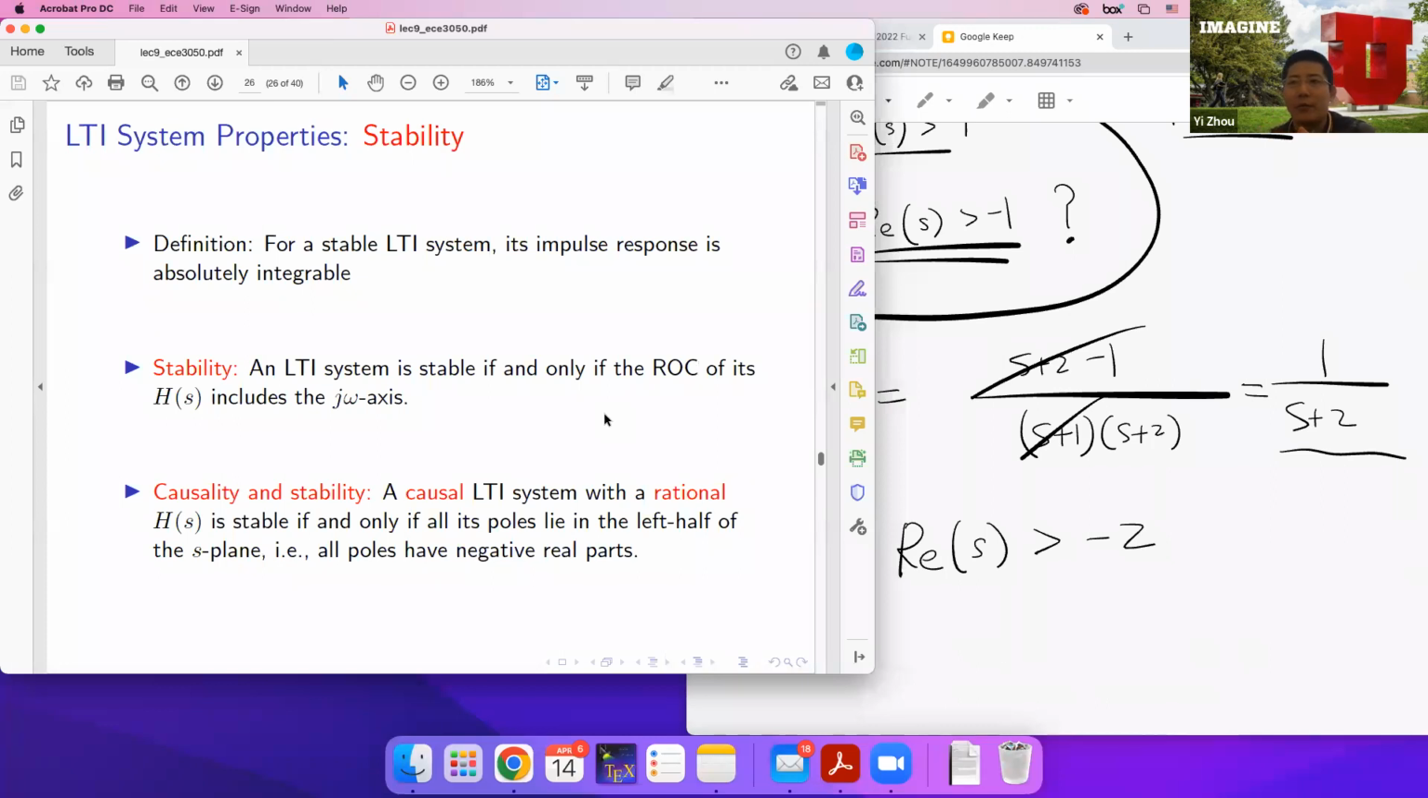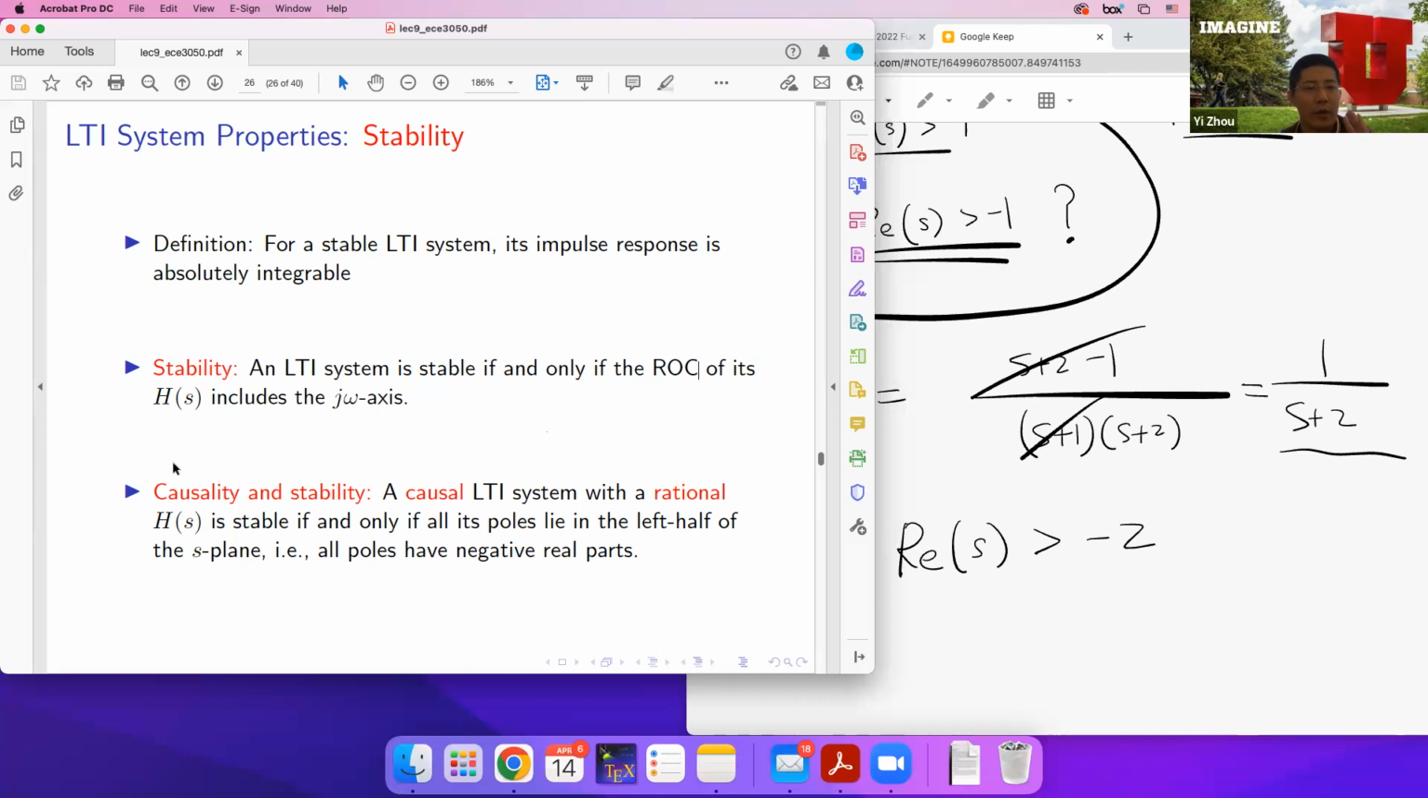So here we have two facts. First of all, causality. In order to be causal for an LTI system that has a rational Laplace transform, the ROC must be to the right of the rightmost pole. And in order to be stable, the ROC must include the y-axis. So if you combine them, we can talk about a causal and stable LTI system, right? That is, causal and stable are two very important, very fundamental properties for many LTI systems.